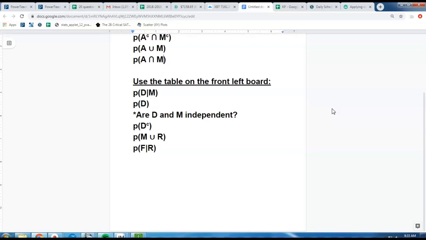Again, the asterisk one, you're not responsible to know yet. I haven't really taught it.